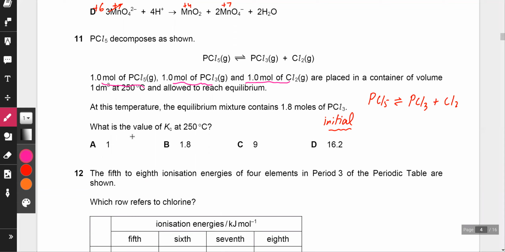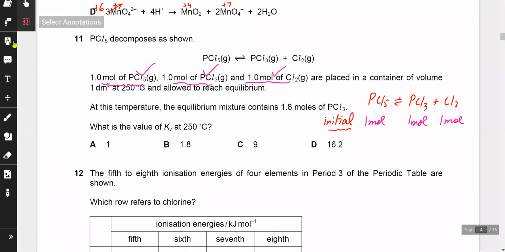All of them are 1 mole. So 1 mole of each is added into the container. Those are your initial moles. So all of them are 1 mole, and they are placed in a container.